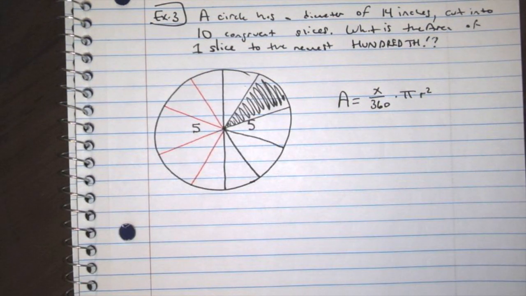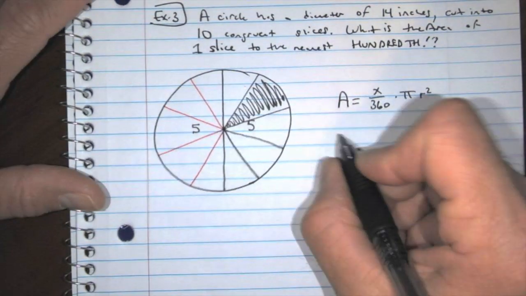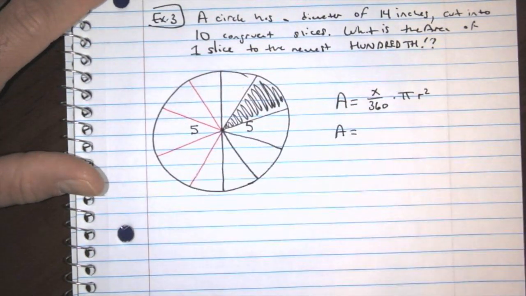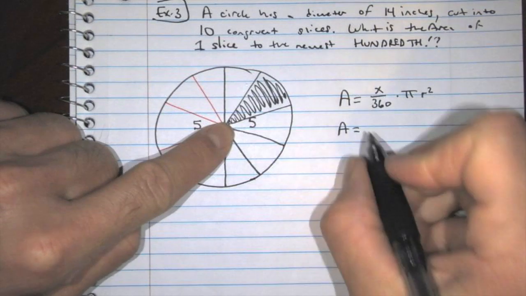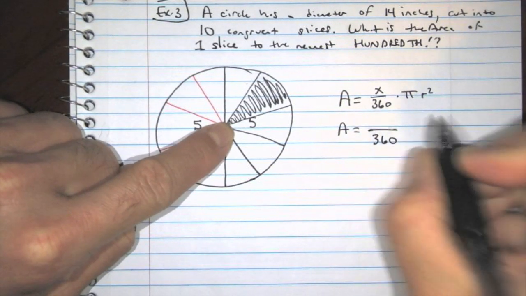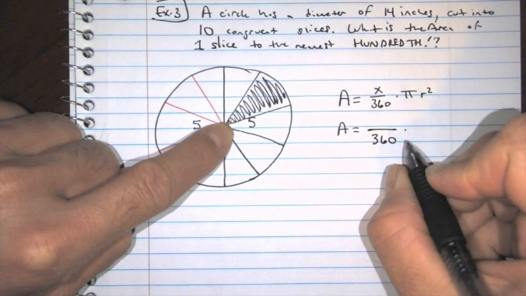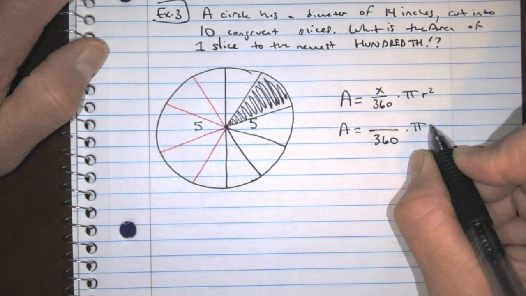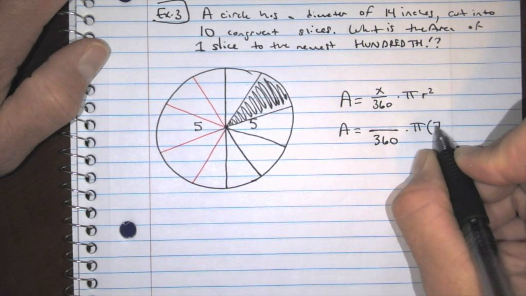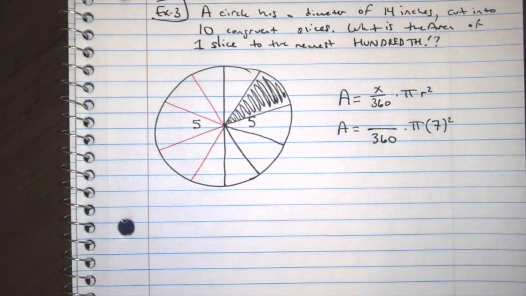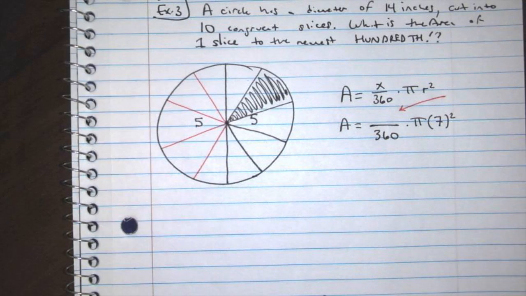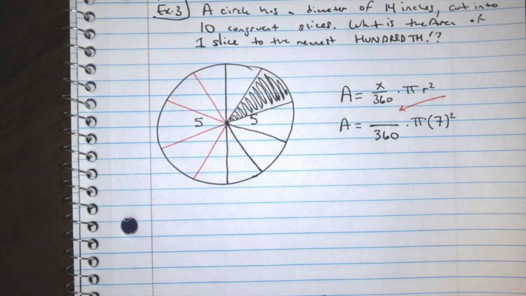All right, plug stuff in. X is the angle measure, which we'll come back to. I really don't know what that is. Over 360, times pi, radius, don't put 14, radius is 7 squared. All right, question. Wish I could ask somebody. What's that angle measure? What is this angle measure from here to here?